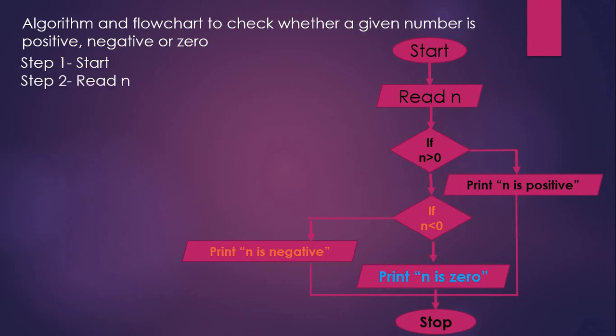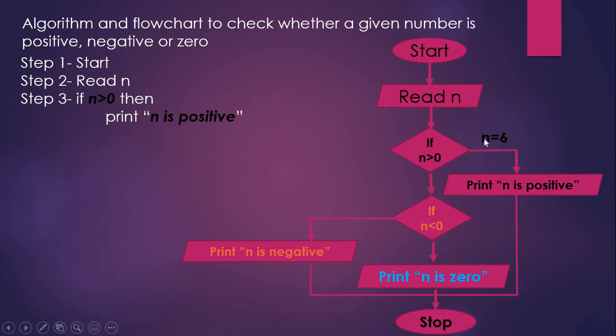Step 1, start, read n. Here also we require only one input, that is n, the number which we want to check. Next, first we will check whether the number is positive. So in that case we have to test the condition: if n is greater than 0. If the entered number is greater than 0, for example, if n is equal to 6, then it has to print n is positive. After printing n is positive, it will stop.